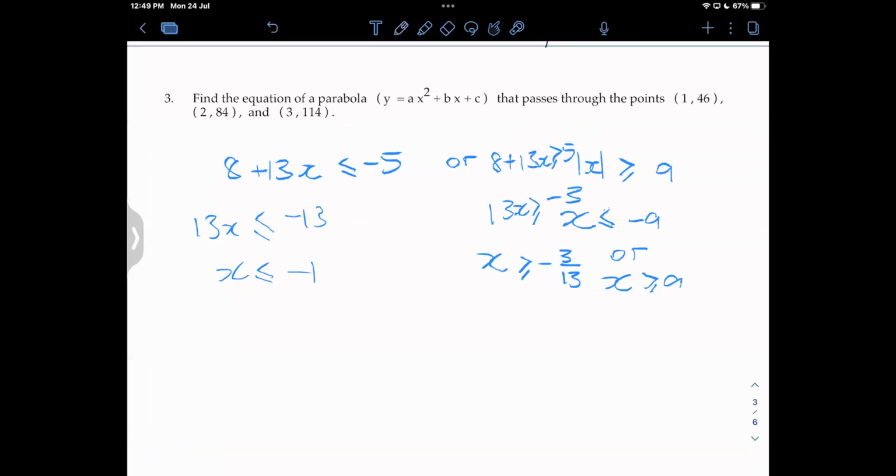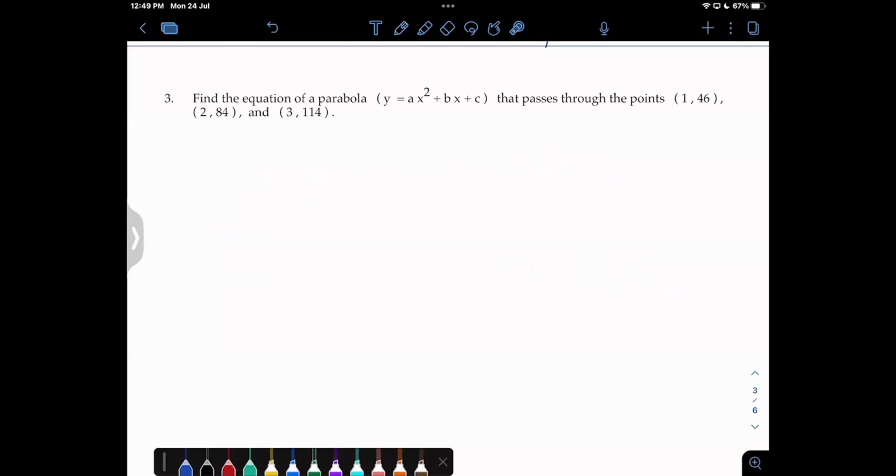Question 3 is a simultaneous equation. Can you see? You sub in 1, 14, you get an equation in A, B, and C. You sub in 2, 84, you get another equation in A, B, and C. You sub in 3, 114, you get another equation in A, B, and C. Then from there, you solve simultaneous equations using 3 equations and 3 unknowns. Do you know how to do that? Question 3 also maybe a bit challenging.